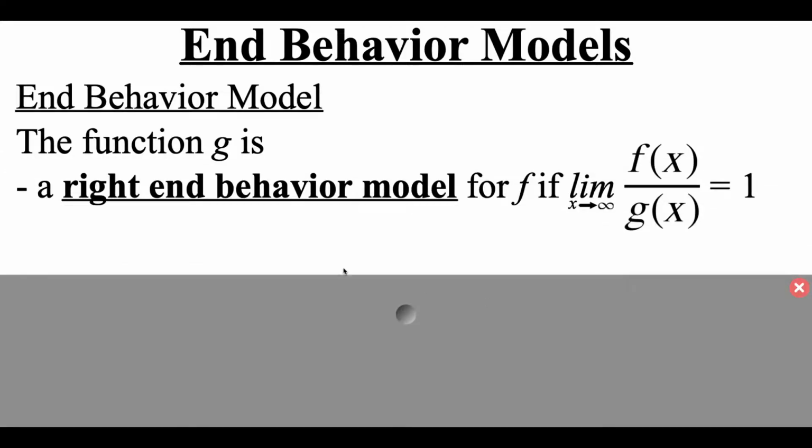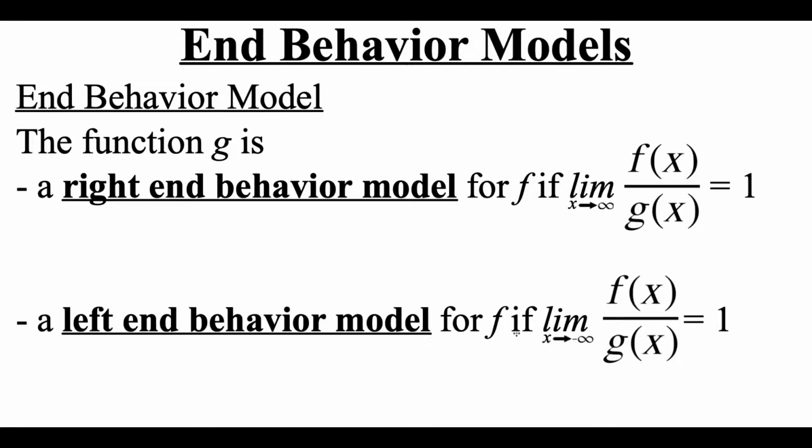Now, there is a way that we can tell if a function is a good end behavior model using limits. The function g is a right end behavior model for our function f if the limit of the ratio f of x over g of x as x is approaching infinity is equal to 1. Now, there's also a left end behavior model. The function g is a left end behavior model for the function f if the limit as x approaches negative infinity of that same ratio, f of x over g of x, is also equal to 1.